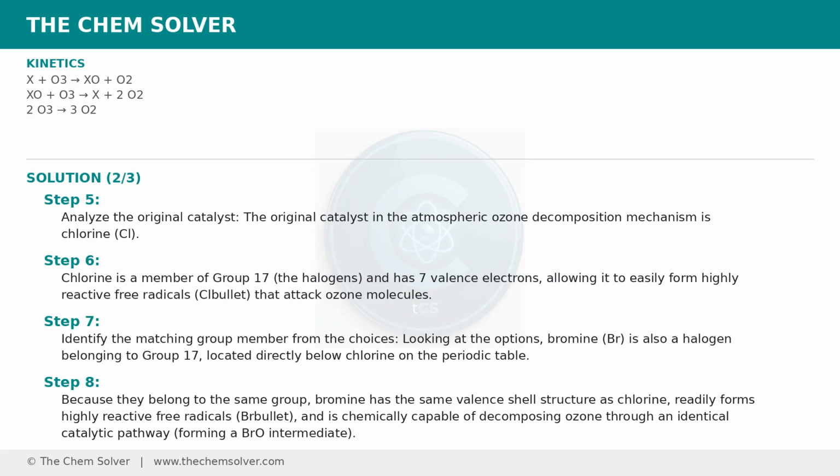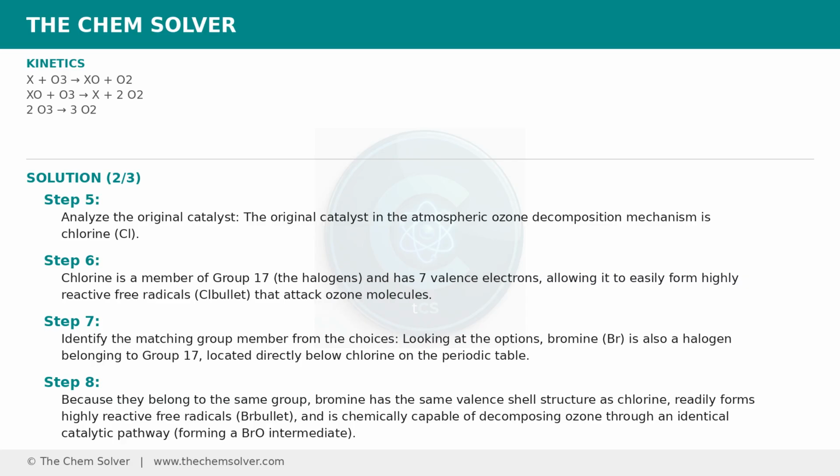Analyze the original catalyst. The original catalyst in the atmospheric ozone decomposition mechanism is chlorine, Cl. Chlorine is a member of group 17, the halogens, and has 7 valence electrons, allowing it to easily form highly reactive free radicals, Cl•, that attack ozone molecules.